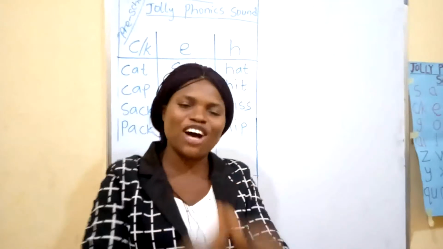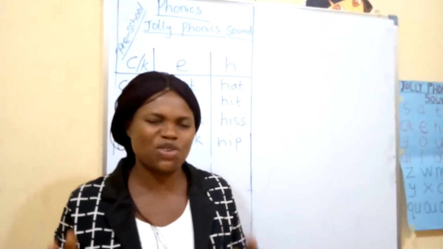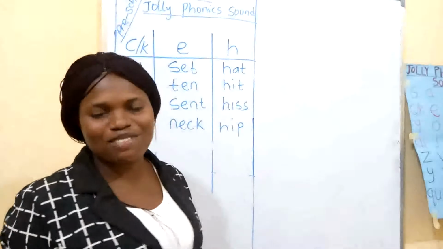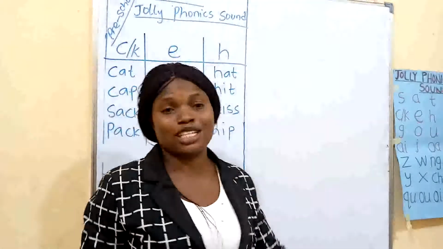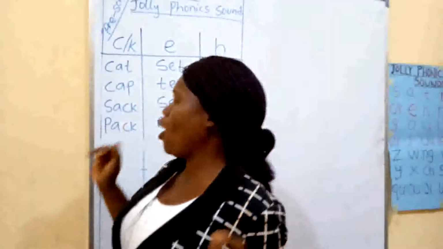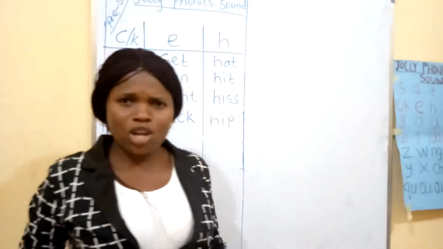Hello, my lovely children. How are you? Good. Can you do this? Let me hear you click your castanets. Now, that is lovely. When some birds were flying out, the children just took and clicked their castanets like this. Look at what they did.